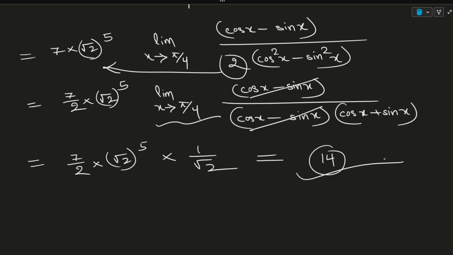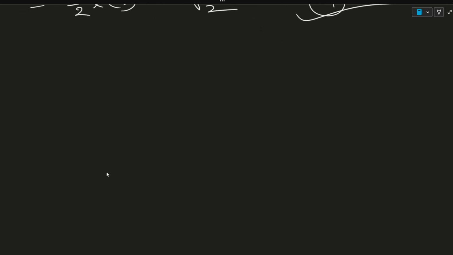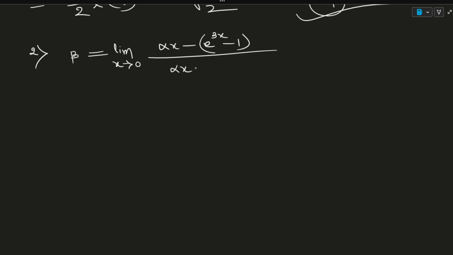Now we'll see another question. Sorry. So the question is that beta equals limit x tends to 0 of alpha x minus e to the power 3x minus 1, divided by alpha x into e to the power 3x minus 1. And here alpha belongs to real numbers.